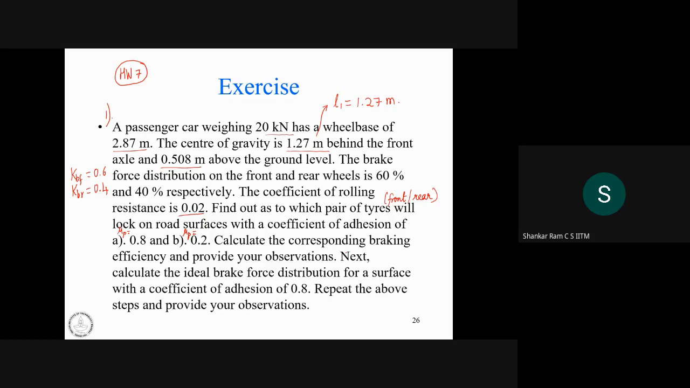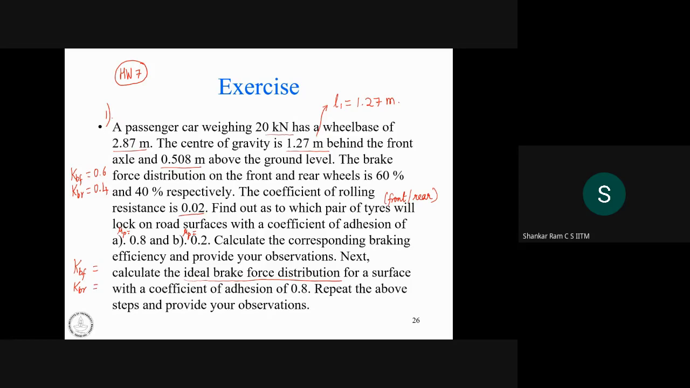Now, after you do this, the next problem is to calculate the ideal brake force distribution for a surface with coefficient of adhesion of 0.8. That is, initially I gave you a brake force distribution of 60-40. Now, you calculate what should be the ideal values of KBF and KBR for the surface with mu p equals 0.8. Once you figure that out, you will get a new set of values of KBF and KBR, something else.